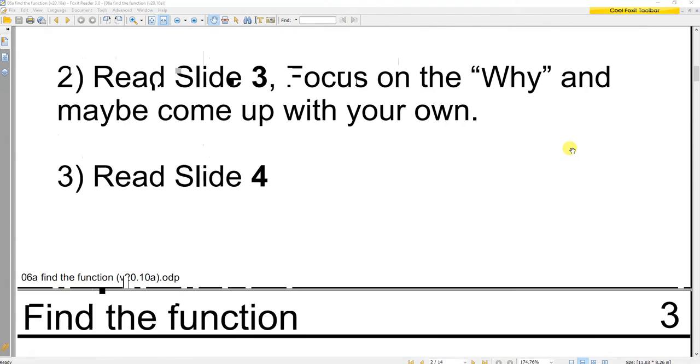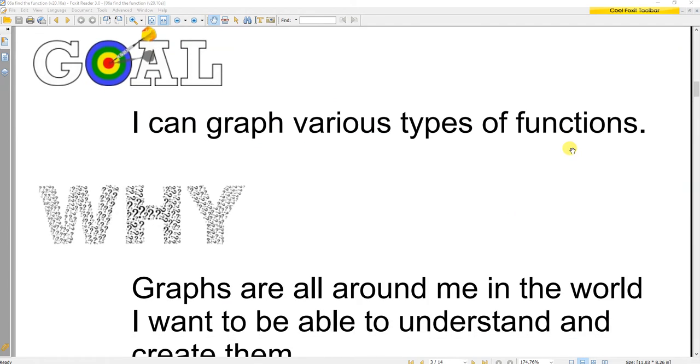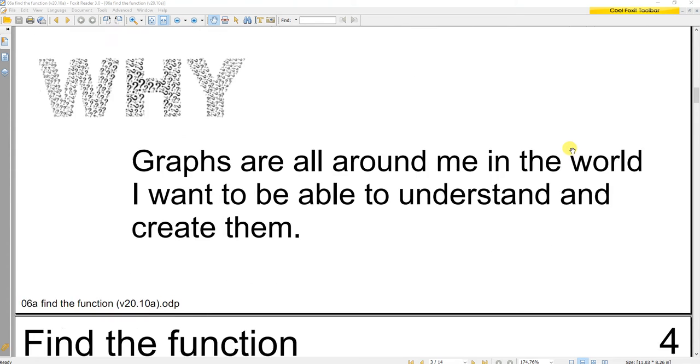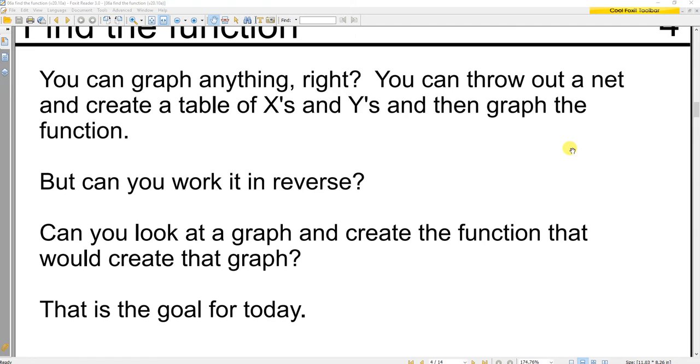So our learning goal for today: I can graph various types of functions. Graphs are all around me in the world. I want to be able to understand and create them. You can graph anything, right? You can throw out a net and create a table of x's and y's and then graph the function. But can you work it in reverse? Can you look at a graph and create the function that would create that graph? That is the goal for today.